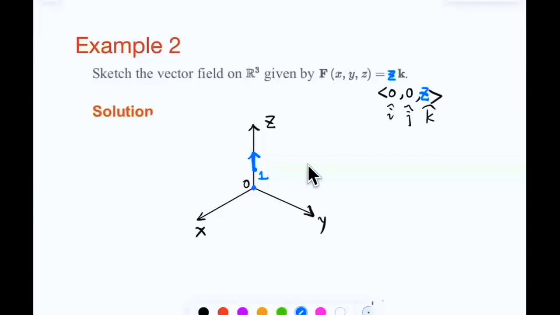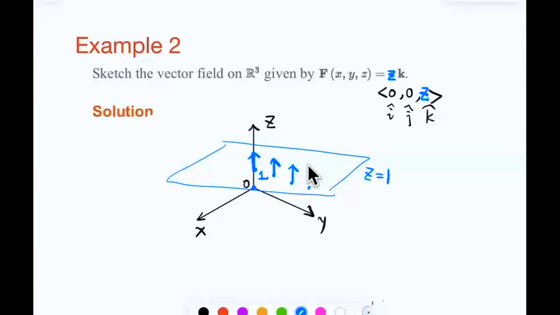Let's draw more and then you will get an idea. So what about another point that has z coordinate 1? Do they have the same vector? It's the same vector, 1. So as long as z is equal to 1, yeah. Oh, you're right. So on the plane z equal to 1, let's draw the plane z equal to 1.